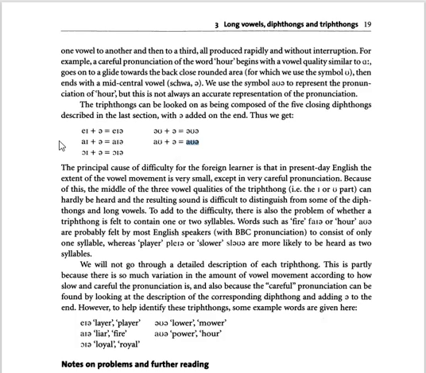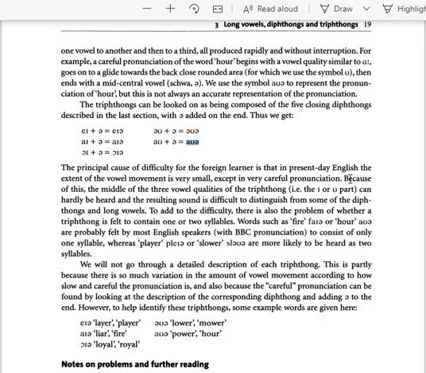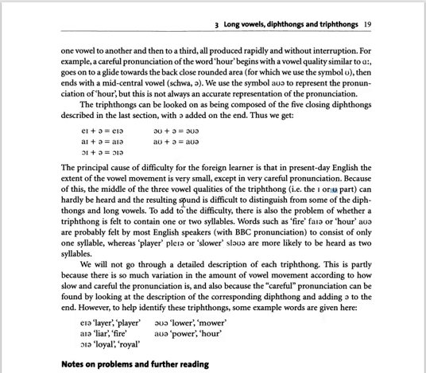The principal cause of difficulty for foreign learners is that in present-day English, the extent of the vowel movement is very small, except in very careful pronunciation. Because of this, the middle of the three vowel qualities of the triphthong, that is to say the short e or short vowel u part, can hardly be heard, and the resulting sound is difficult to distinguish from some of the diphthongs and long vowels.